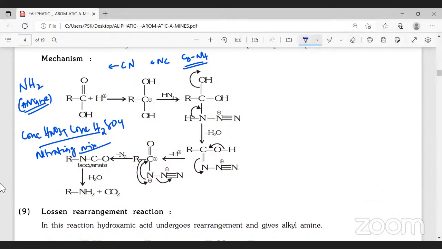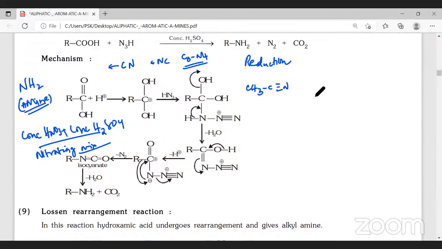Now, the next reaction is reduction. You know that reduction is addition of hydrogen. So if you take a specific example, methyl cyanide or cyanomethane, when you heat it with a strong reducing agent like stannous chloride and HCl, since it's a strong reducing agent, it gives nascent hydrogen. One hydrogen attacks this carbon, the other hydrogen attacks this nitrogen. One pi bond breaks. So you get CH3, CH, double bond, NH.